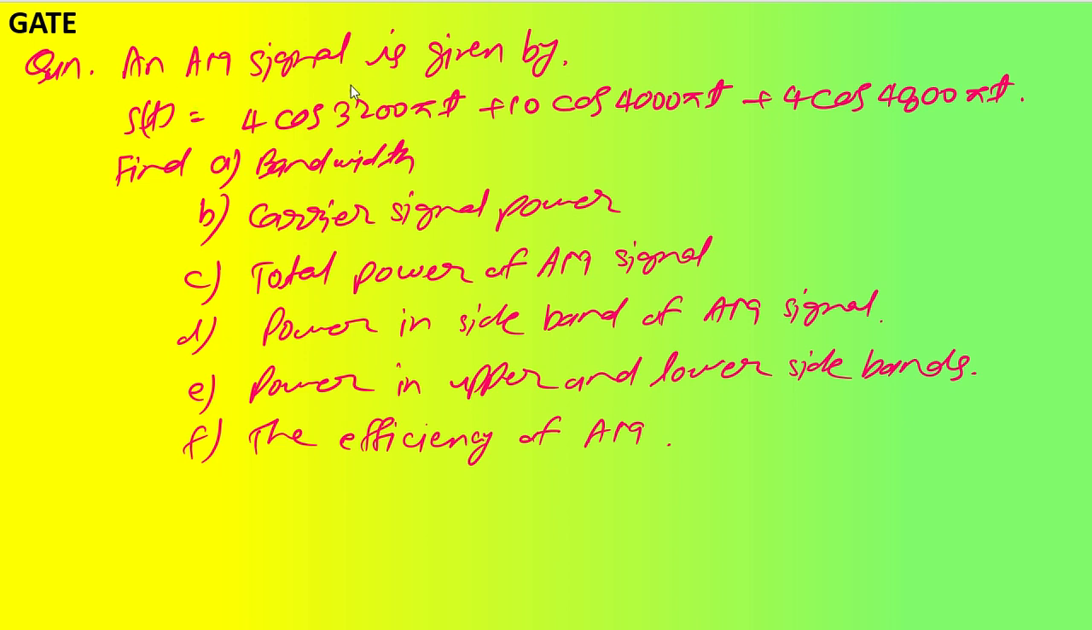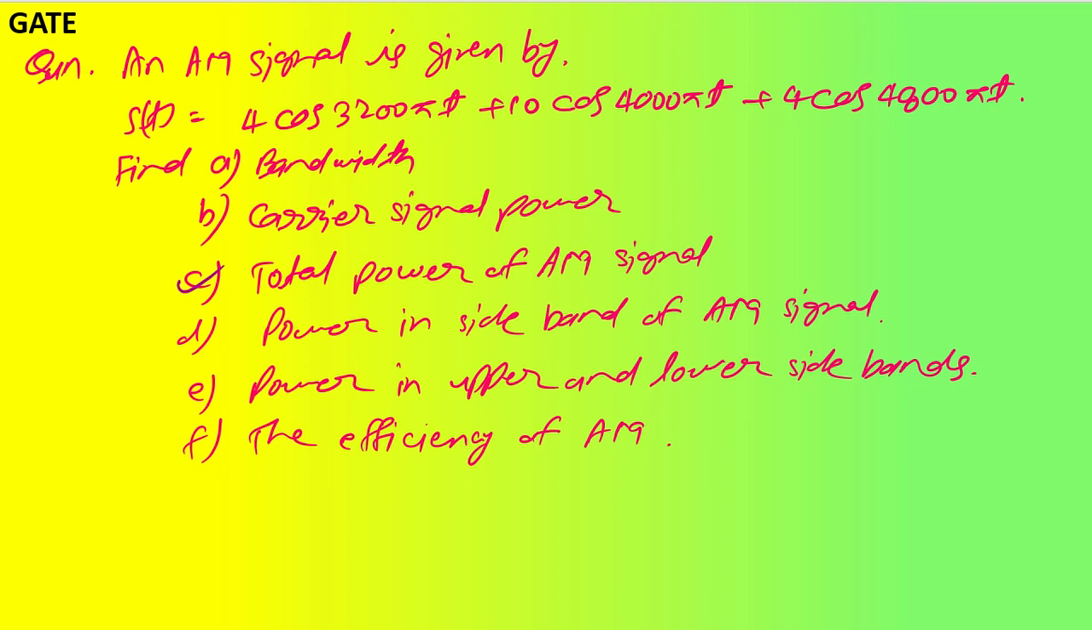An amplitude modulation signal is given by 4 cos 3200 pi t plus 10 cos 4000 pi t plus 4 cos 4800 pi t. The thing that was asked is only the total power in the AM signal, but I have put in extra questions like bandwidth, carrier power, and total power of the amplitude modulation. Then power in the sidebands also we will calculate, as well as power in the upper and lower sidebands and the efficiency of AM modulation.